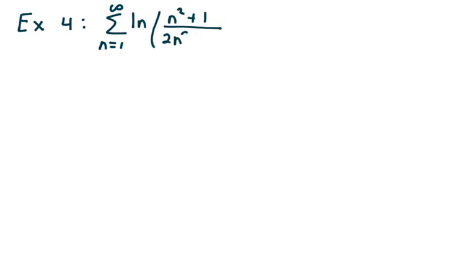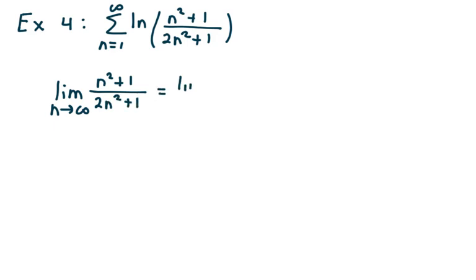Here's another one. Let's take a look at example 4. Suppose we have the summation from n equal 1 to infinity of natural log of (n squared plus 1) divided by (2n squared plus 1). And so I'm going to look at the limit as n goes to infinity of (n squared plus 1) divided by (2n squared plus 1).